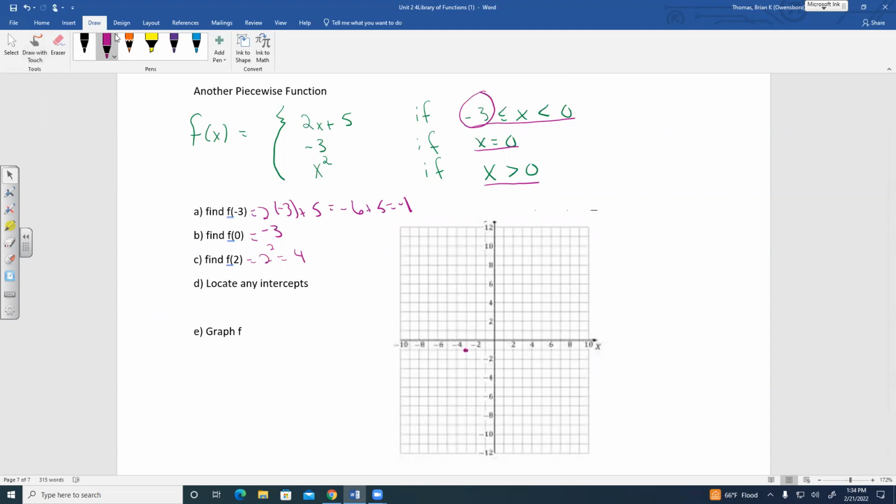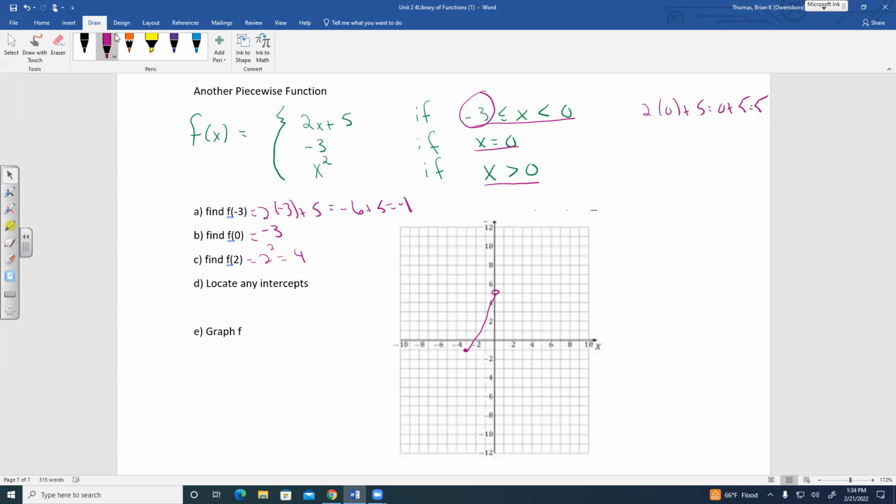And then when x is 0, that's going to be an open interval. 2 times 0 plus 5, that's going to be 0 plus 5. That's going to be 5. So when x is 0, I get 5, but notice that that's going to be an open circle. So the graph is going to take on this line look between those 2 points.